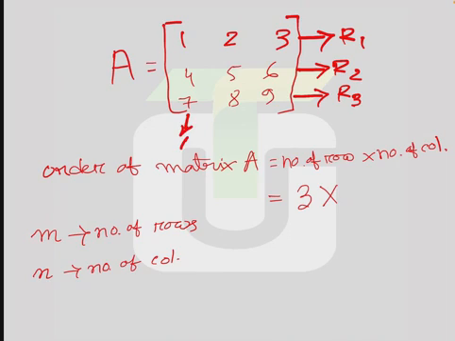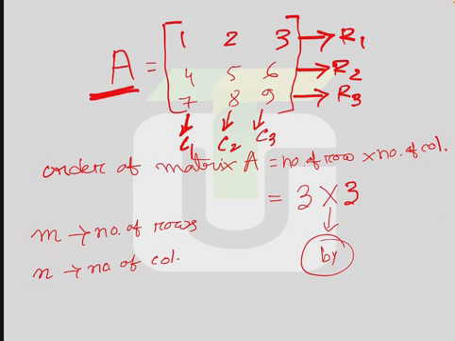By number of columns, and the number of columns is how much? This is C1, that means first column. This is C2, second column, and this is C3, third column. Therefore 3 into 3, and we read the into as by. This is 3 by 3. So order of matrix is equal to 3 by 3, that means A is a 3 by 3 matrix.